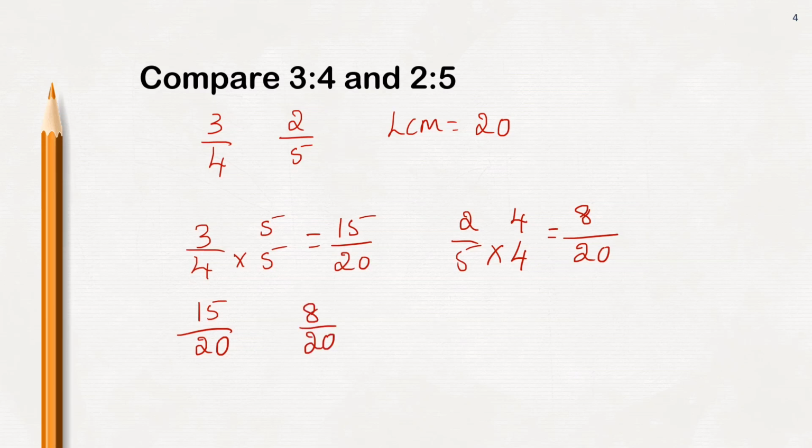Now the third step, we'll have to compare the numerators. So here in the first fraction it is 15 by 20 and in second fraction 8 by 20. So 15 is greater than 8. So we can say 15 by 20 is greater than 8 by 20. That is nothing but 3 is to 4 is greater than 2 is to 5. This is how we will compare the given ratios.